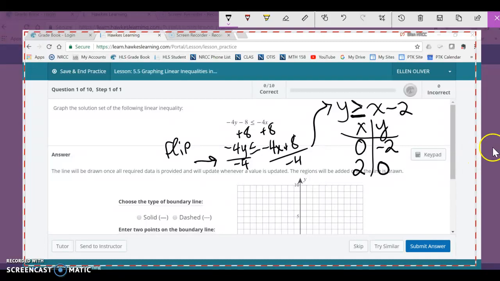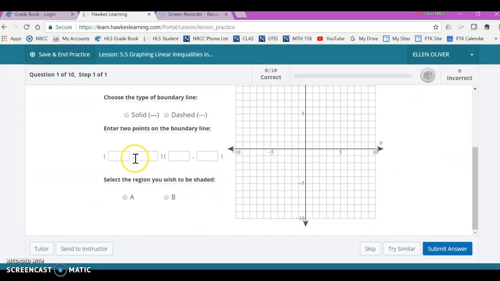So let's see if I can remember that. (0, -2) and (2, 0).